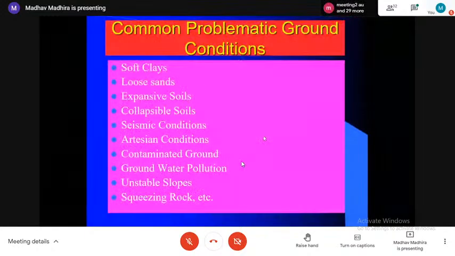What are the kind of common problematic ground conditions? As I said, soft clays all over the coast and somewhere inside too. Loose sands you find in the Indo-Gangetic alluvium and also in the Brahmaputra Valley. Expansive soils, as you know, exist all over the Deccan Plateau, starting from parts of Madhya Pradesh, Maharashtra, even Gujarat, Saurashtra has a lot of expansive soils. Then, of course, Karnataka, parts of Tamil Nadu, Andhra Pradesh, Telangana, etc. We have these expansive soils. The collapsible soils, which are relatively very rare, but we do have some problems.